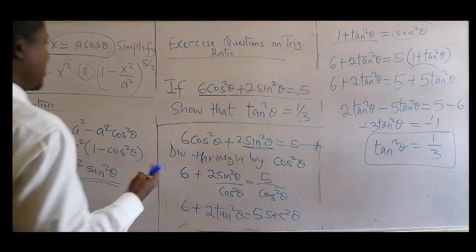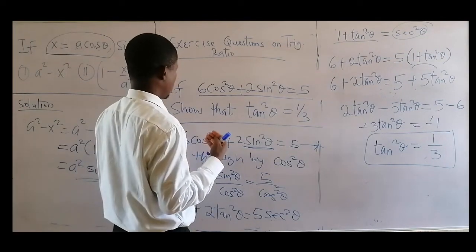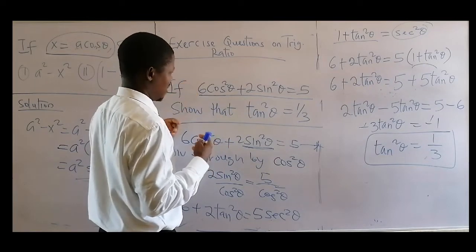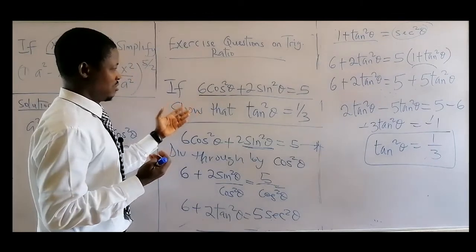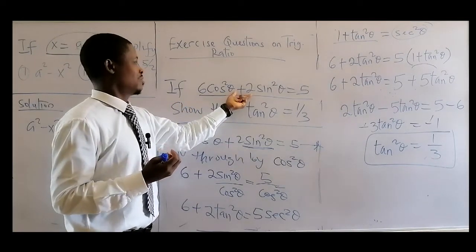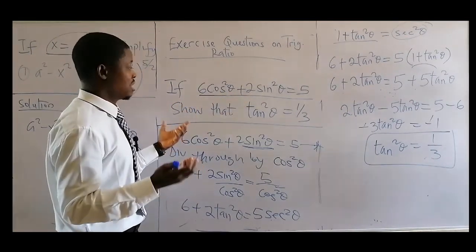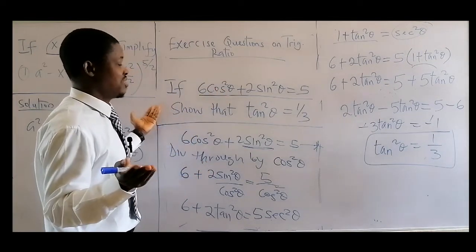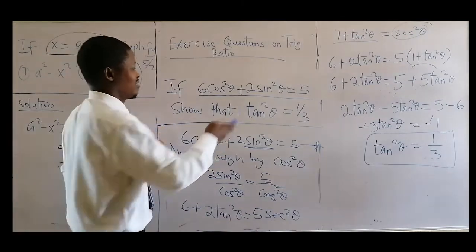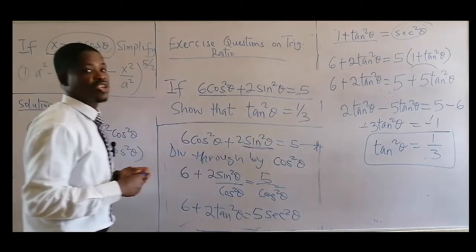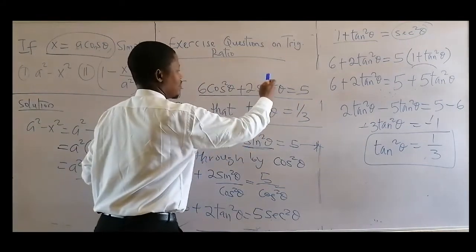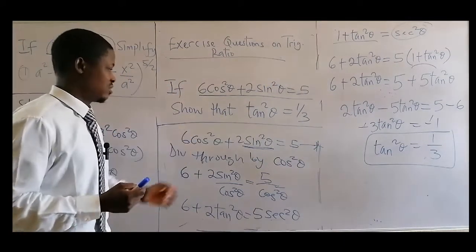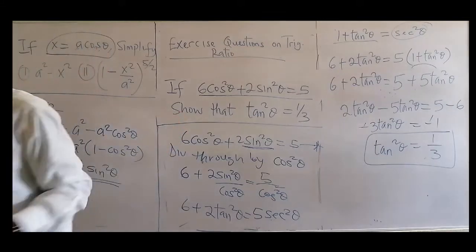The thing we just need is that when you are told to show something, from the given information, you have to look at it. What can I do to have what they are asking for? So in this particular place, what can we do? How can we turn this expression to tangents? The best way to do that is to divide it by what? By cos squared theta, because sine over cos generates tangents. And that's what we have done in this question. Let's go for more questions.